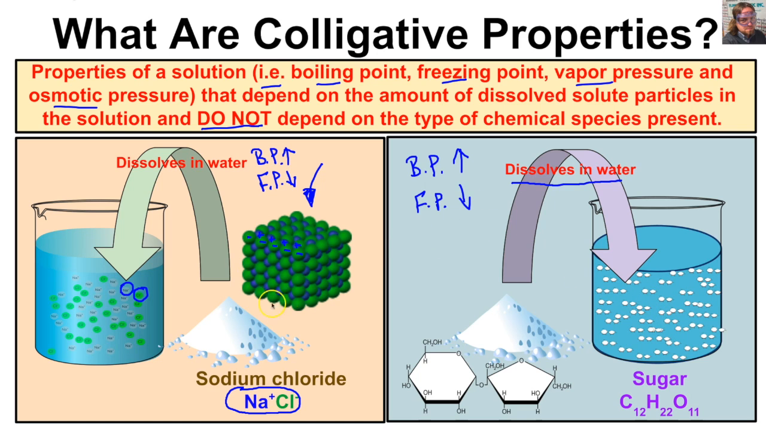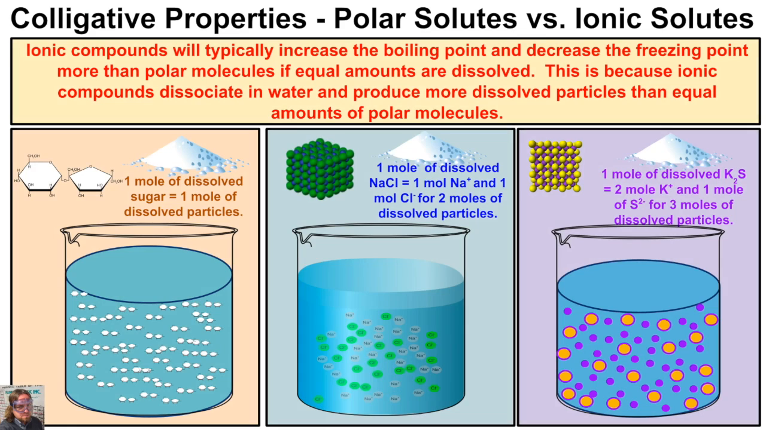So that is why sodium chloride dissolved in water is going to give a higher boiling point and a lower freezing point compared to sugar dissolved in water. So let's take a look at a couple more examples of this phenomenon and compare and contrast the differences between them. And so it says right here that ionic compounds will typically increase the boiling point and decrease the freezing point more than polar molecules if equal amounts are dissolved.